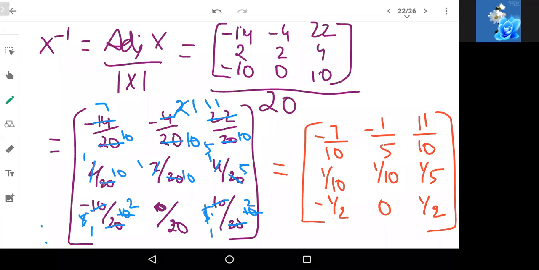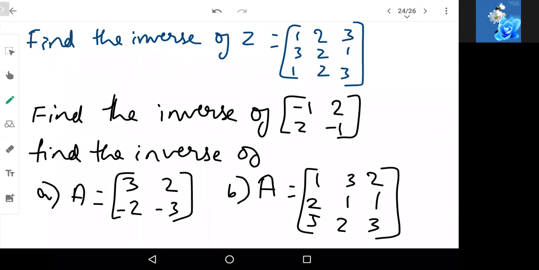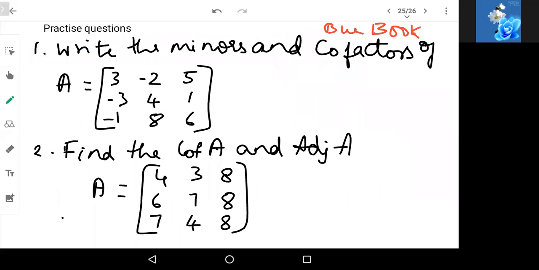You have more questions given here to find the inverse of a matrix. Please practice these questions. Okay. And see, all of these questions are for inverse, and these are practice questions which have to be solved in the blue book.